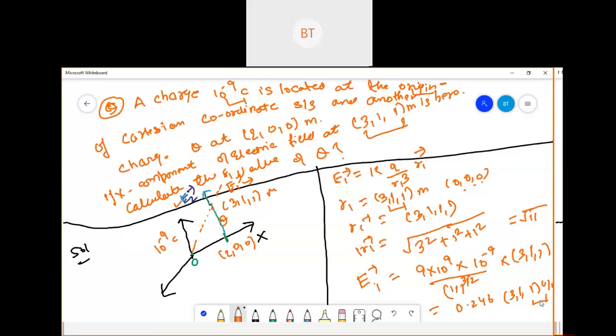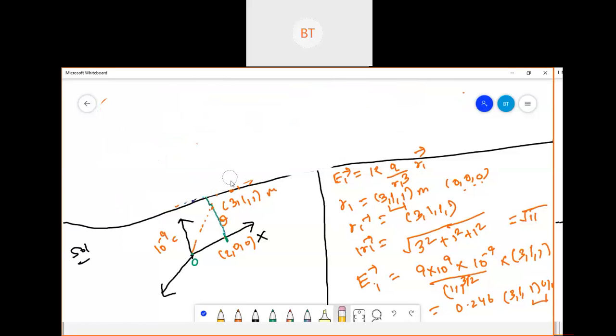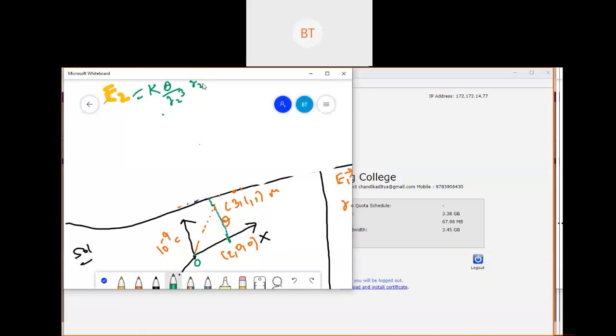Now we will calculate E2. See how we are going to calculate E2 here. For E2, I will write the same formula: K q by R2 cubed into the R2 vector.